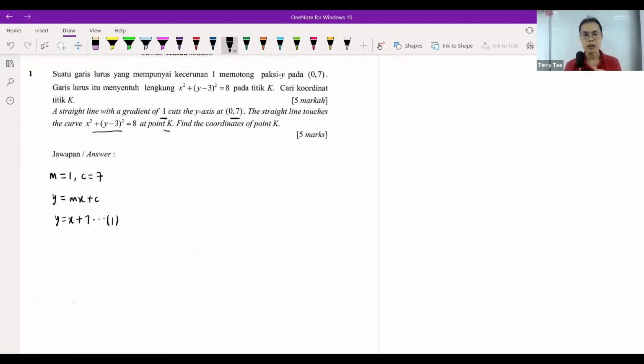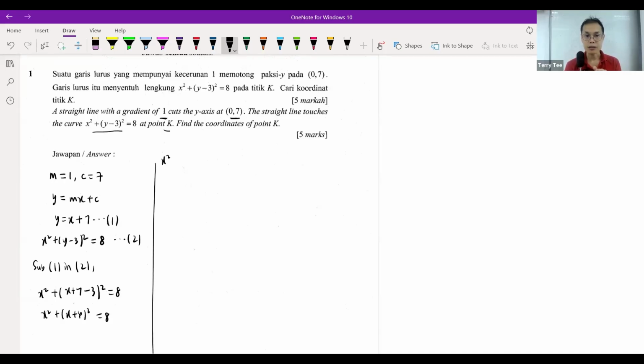Now, this straight line, it will cut the curve. The curve is x squared plus (y minus 3) squared equals to 8. Yeah, equation number 2. Now, some people expand first. You can, but I think it's easier to just sub equation 1 inside equation 2 right away. So here we have x squared plus (x plus 7 minus 3) squared equals to 8. Your x squared plus (x plus 4) squared equals to 8. Expand both sides. Expand the bracket. This is x squared plus x squared plus 8x plus 16 equals to 8.